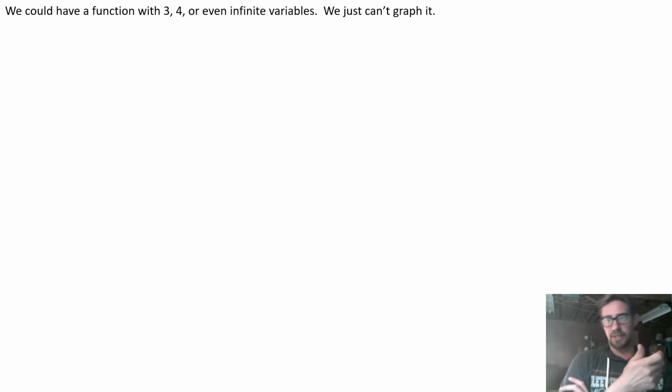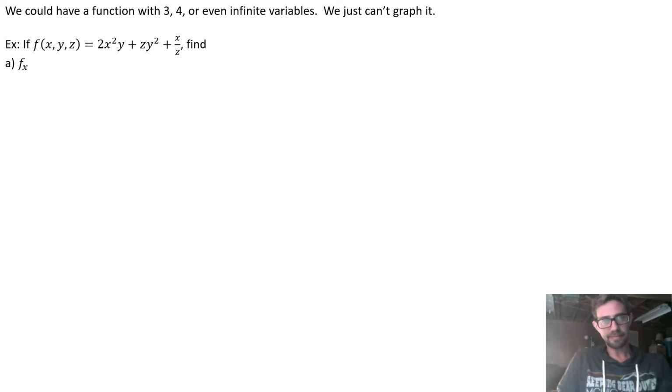The tough part is if anything has more than 3 dimensions going on, you can't graph it because our human brains can't conceive of a 4-dimensional or 5-dimensional space. So I can't show you a picture of it, but the calculus does work exactly the same way. So there you go. There's a function of 3 variables. f of x, y, z equals 2x squared y plus zy squared plus x over z. So can't graph it, but why not? Why couldn't you have a function that relies on 3 different independent variables? You could. So doing the partial derivatives is no harder.